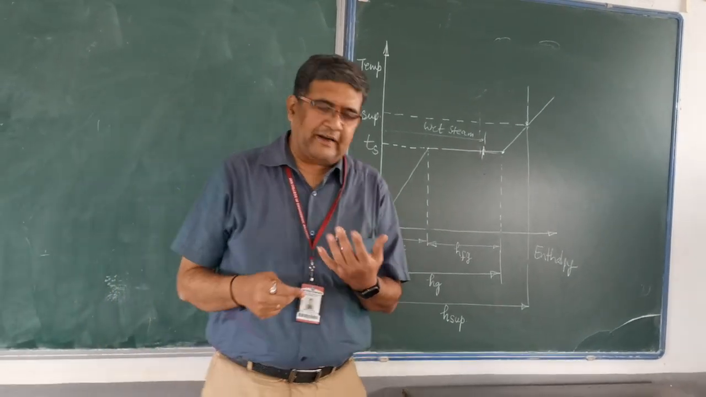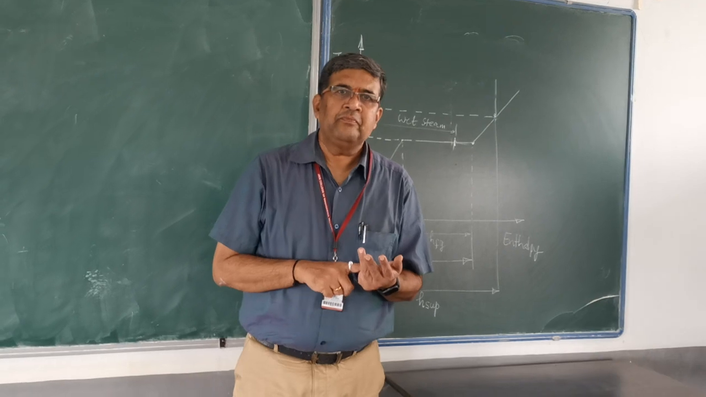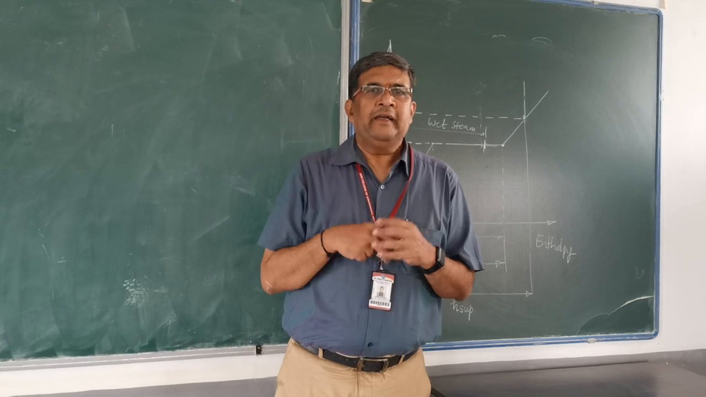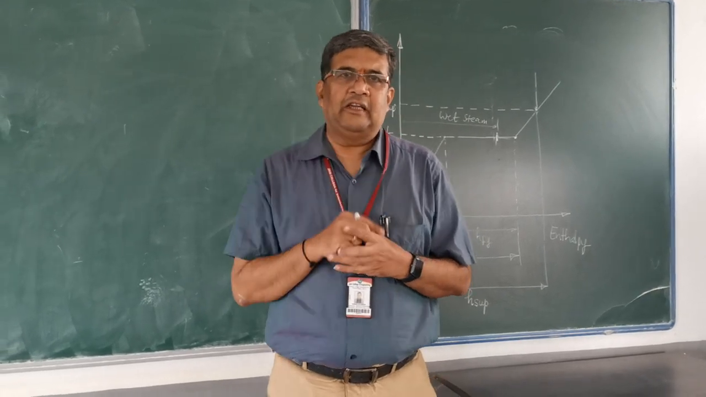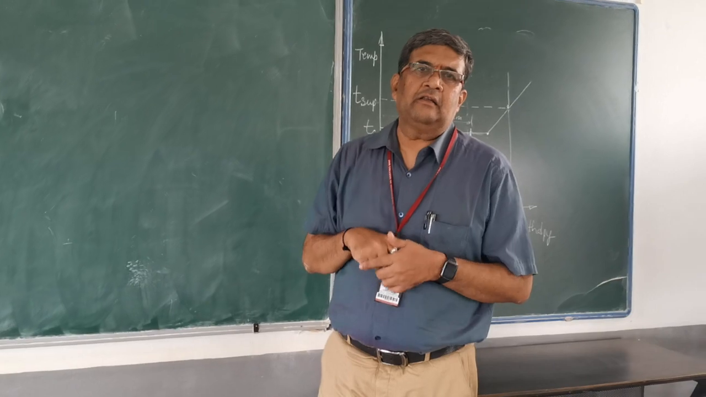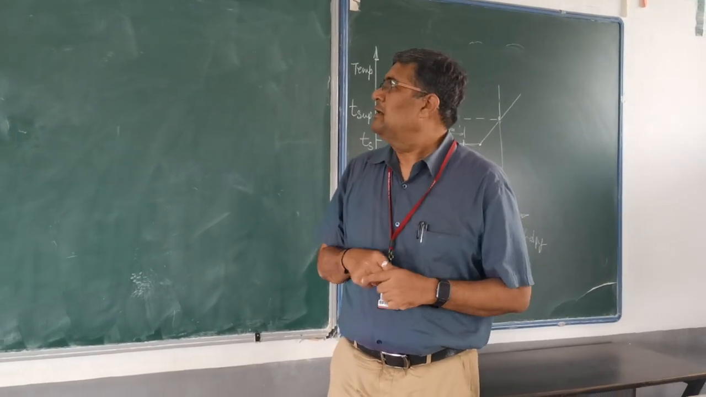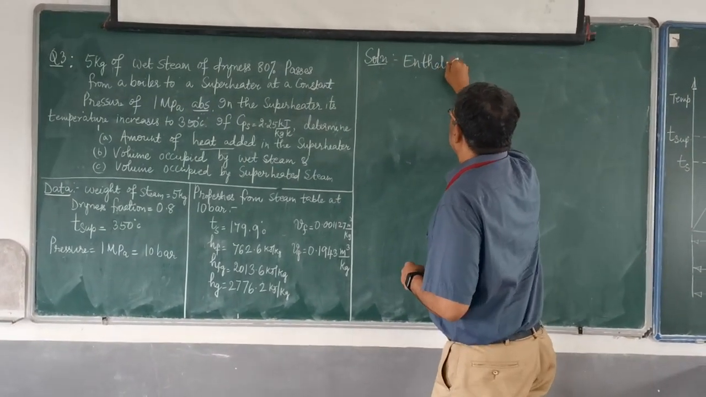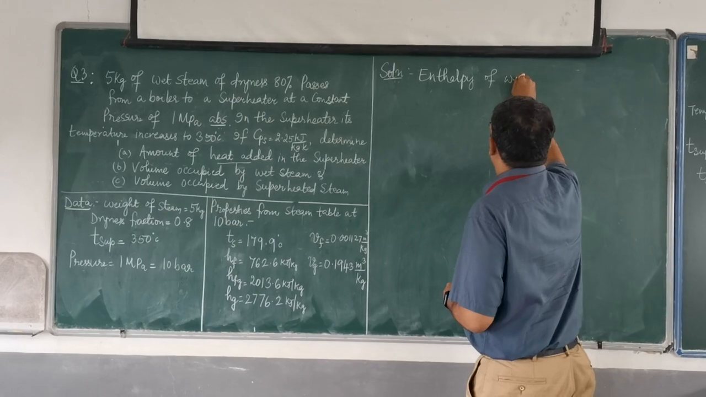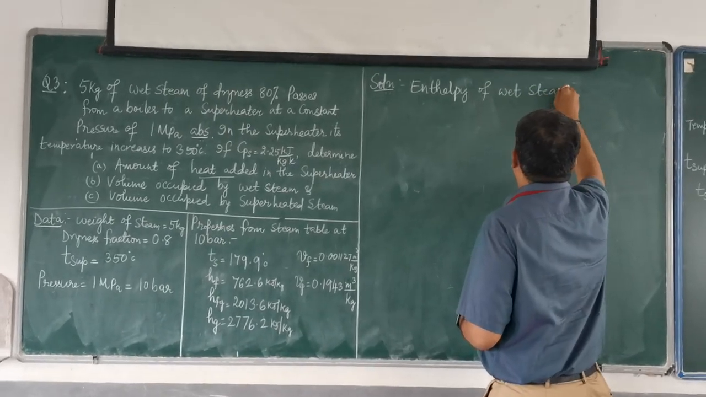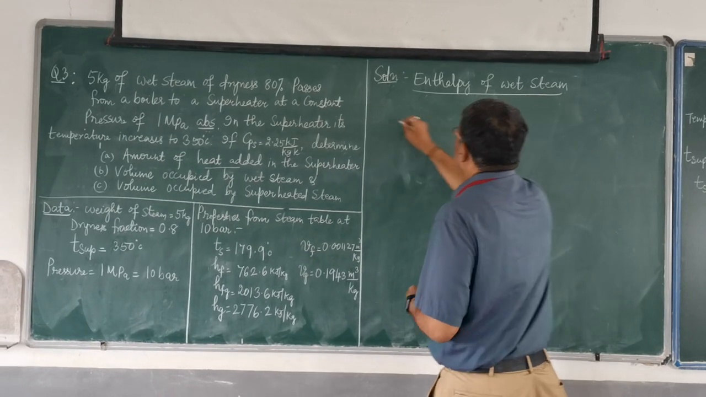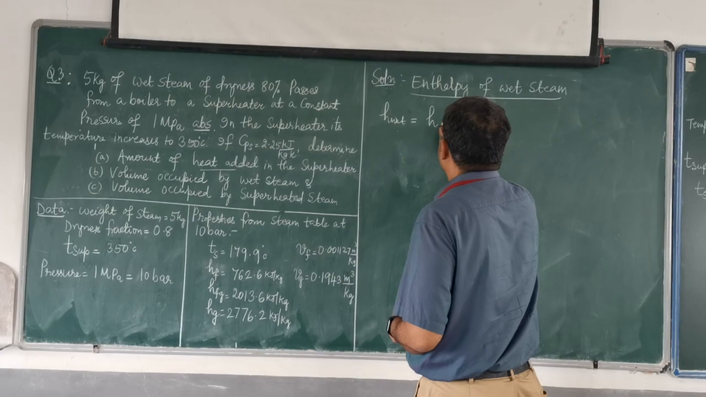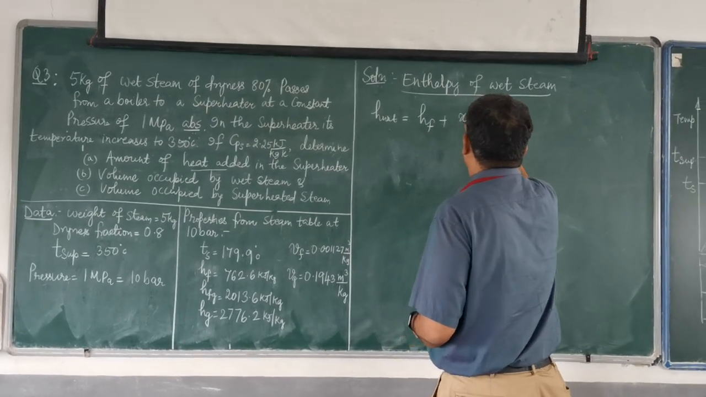From here we need to take it to the superheated temperature. So what we will do is, we will try to find out what is the enthalpy of wet steam and what is the enthalpy of superheated steam. The difference between the two will give us the heat added for 1 kg. Now multiply that by 5, you will get the heat added for 5 kgs. Okay, so we will find out what is the enthalpy of wet steam. So I write it as H, right? This is nothing but HF plus X into HFG.